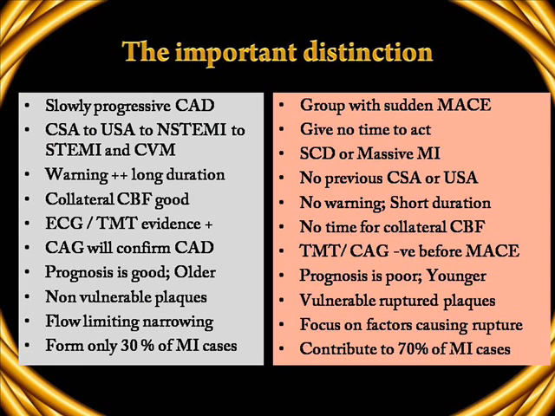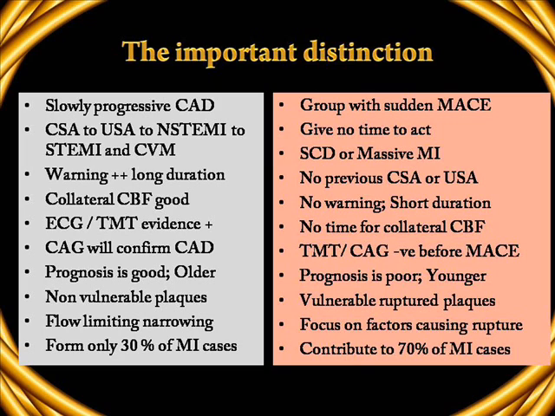Let us make a clear distinction between the two important types of presentation of coronary artery disease. One group of patients present with slowly progressive coronary artery disease. They have anginal pain, chronic stable angina, unstable angina, NSTMI, going on to STMI, and cardiovascular mortality and morbidity. They have enough warning signs and symptoms. Their duration of illness is over decades and very long. There is enough time for the coronary blood flow collaterals to be established.